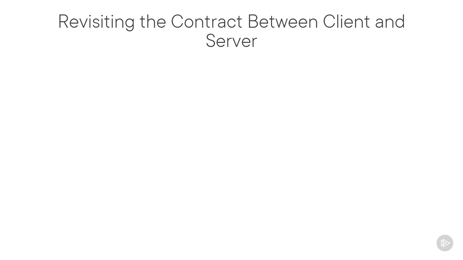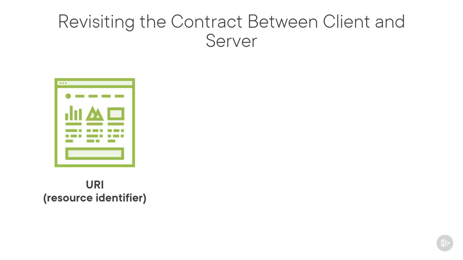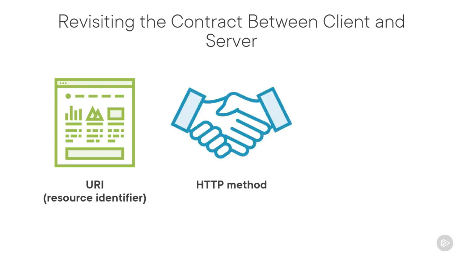Let's look back at the contract between client and server. This slide will look familiar. The contract consists of three big concepts a consumer of an API uses to interact with that API. First, the resource identifiers, in other words, the URIs where the resources can be found. That's combined with HTTP methods, like GET to get resources, POST to create them, and other ones we've looked into. These methods are described in the HTTP standard.